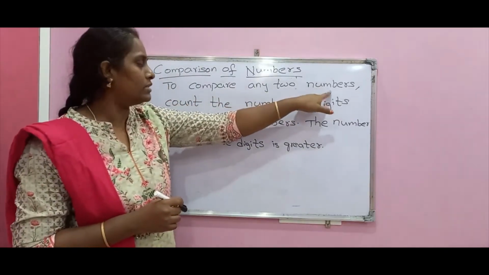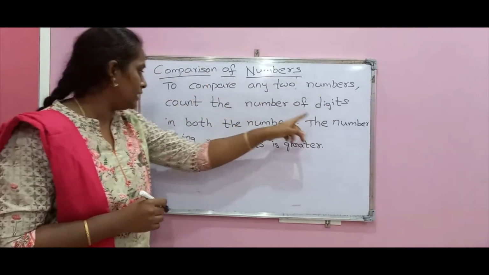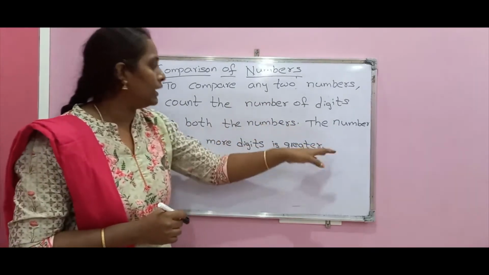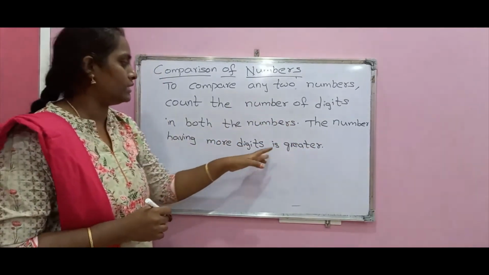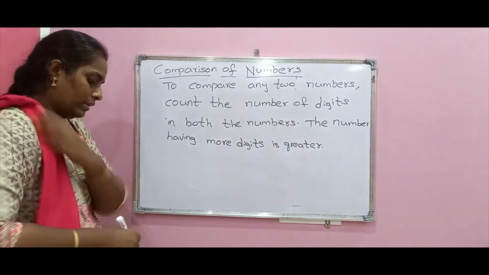Any two numbers, count the number of digits in both the numbers. The number having more digits is greater. Example.